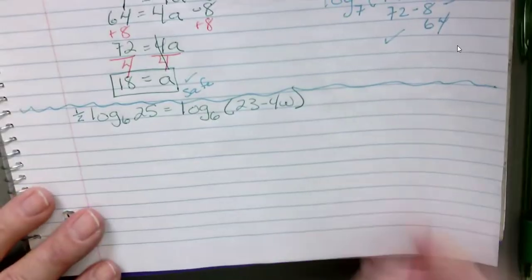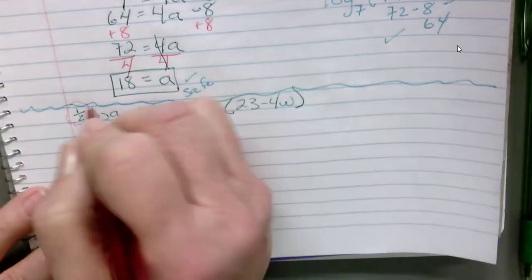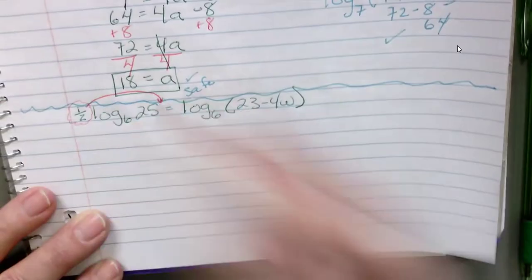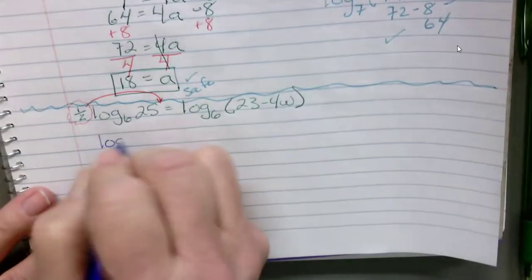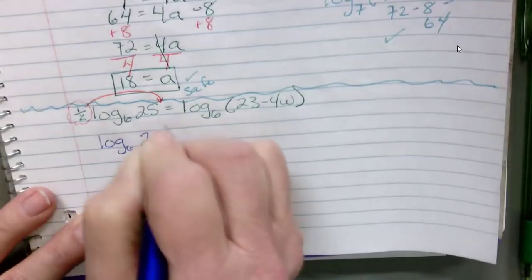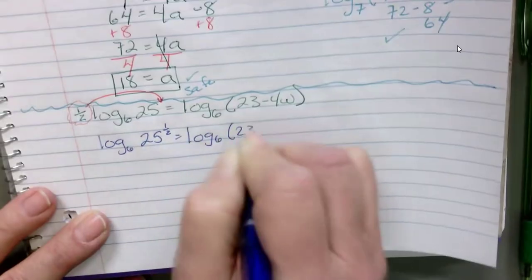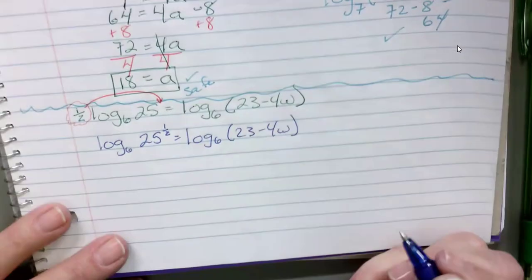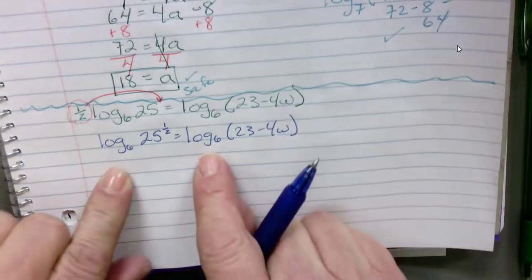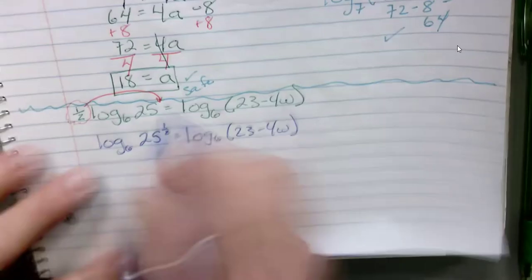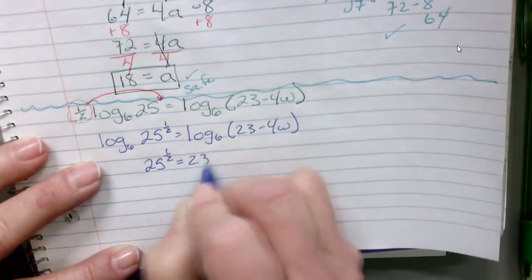Do I need to condense? I do, because this 1/2 needs to go out here, right? Be an exponent to that 25. So we'll get log base 6 of 25 to the 1/2 equals log base 6 of 23 minus 4w. I cannot condense anymore, so my log base 6 is matching, so I can change this to 25 to the 1/2 equals 23 minus 4w.